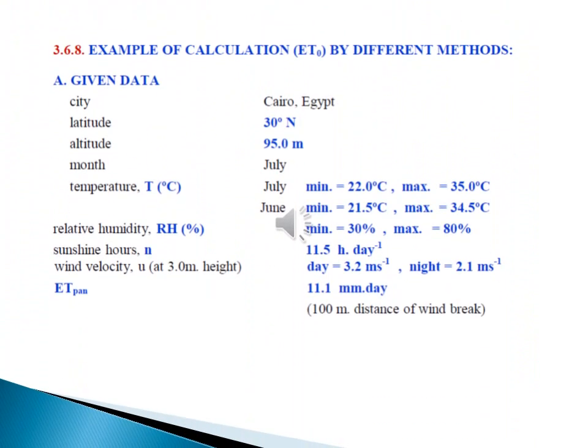Example of calculation, different evapotranspiration by different methods. Given data must include the name of the city, latitude, altitude referring to sea level, the month, the minimum and maximum temperature of this month and also of 1 month before, minimum and maximum relative humidity percent, sunshine hours daily, wind velocity referring to the height of measuring, and pan evapotranspiration.